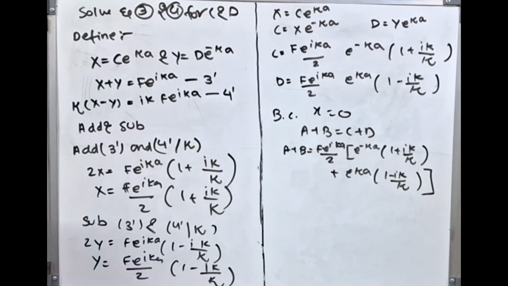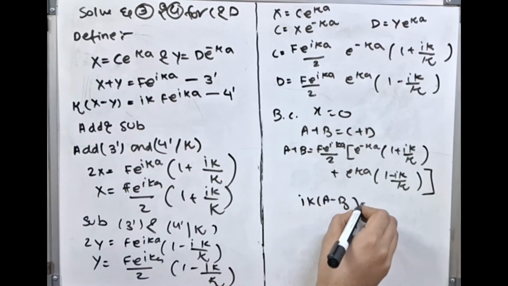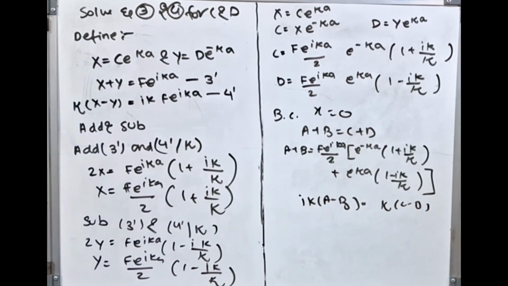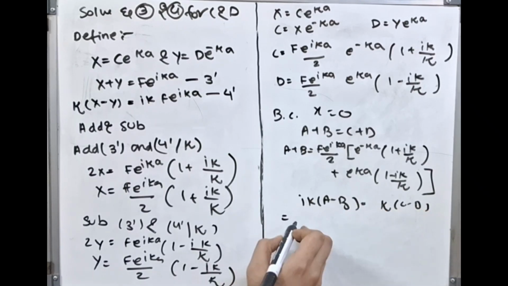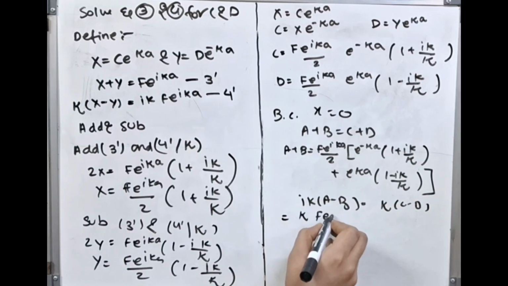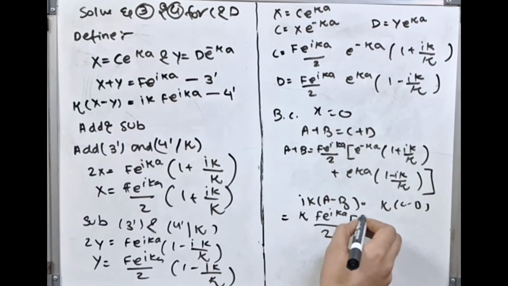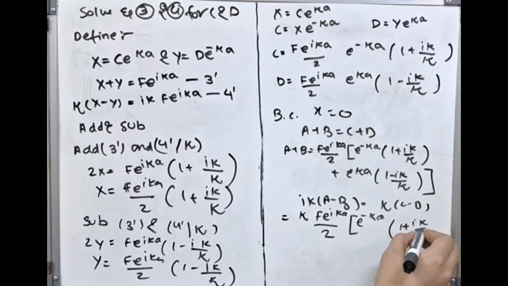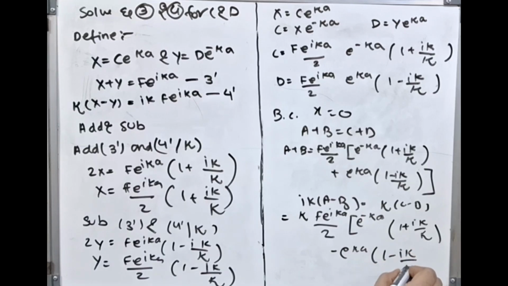Similarly, in equation 2, which looked something like i k (a minus b) is equal to kappa (c minus d), we can construct this in the same sense, because we have this, right? So I'll just take this side. Kappa f e raised to i k a by 2 box bracket e raised to minus kappa a (1 plus i k by kappa) minus e raised to kappa a (1 minus i k upon kappa).